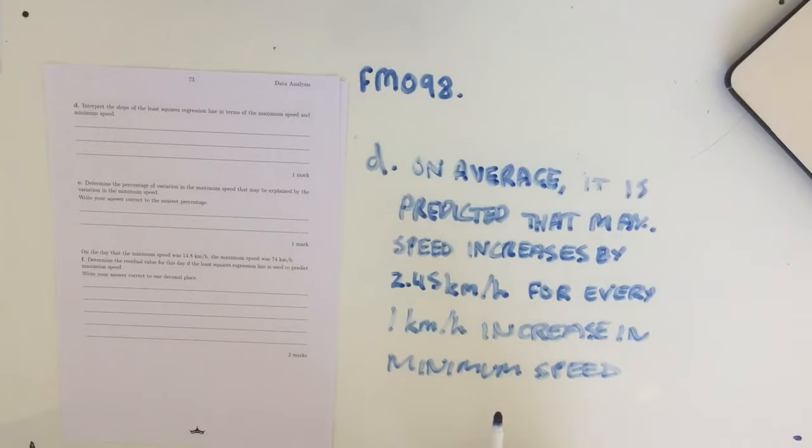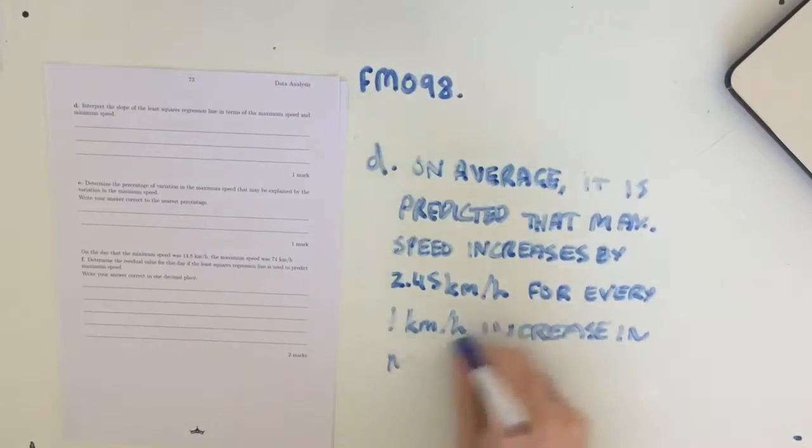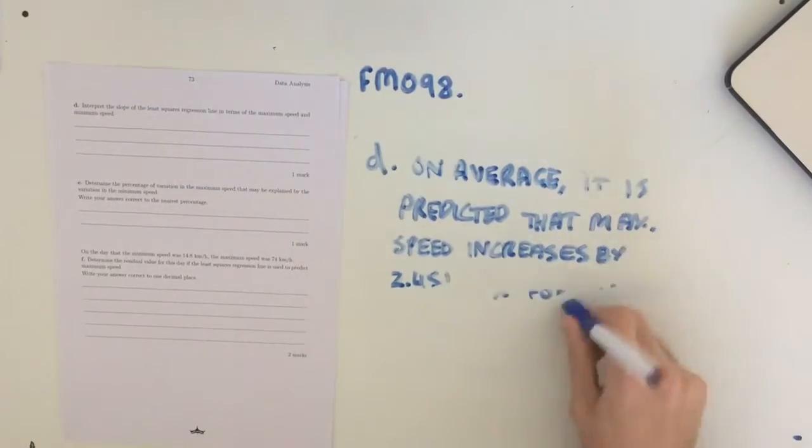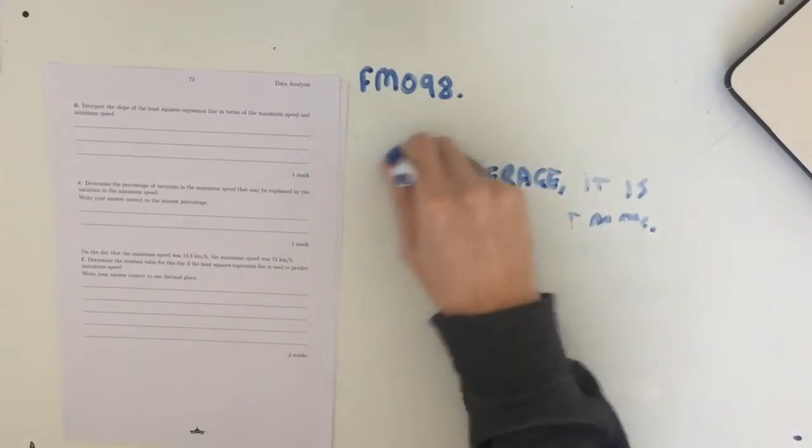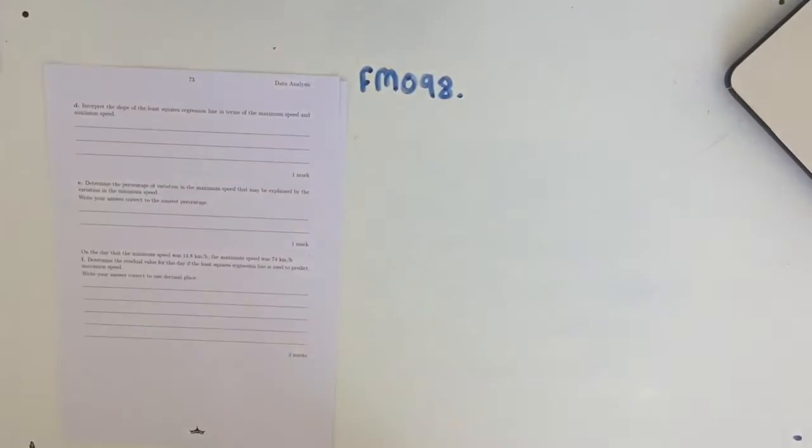So you're just stating that, like, for every 1 unit increase of your explanatory variable, there is a, well, in this case, a 2.45 unit increase, the units being kilometers per hour, in our response variable. So we're just comparing 1 unit on our x-axis compared to how many units on our y-axis. That's what they're asking for here when they ask us to interpret the slope of a least squares regression line in terms of the response variable and the explanatory variable. Excellent. So on to part E.